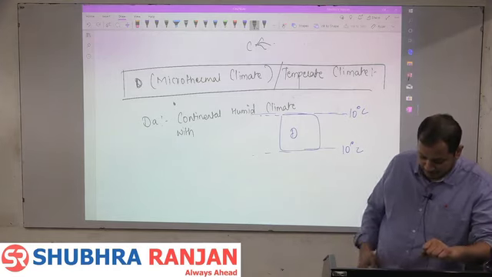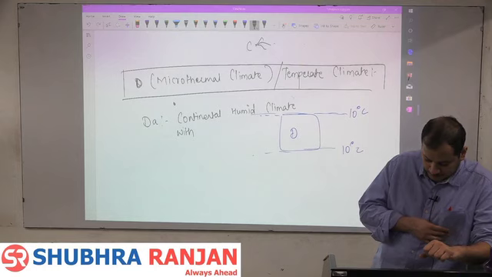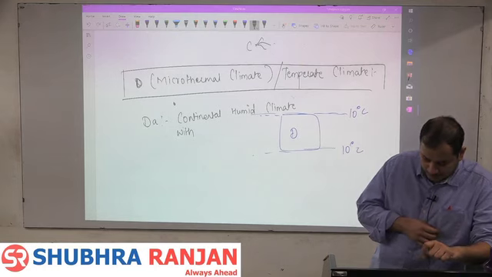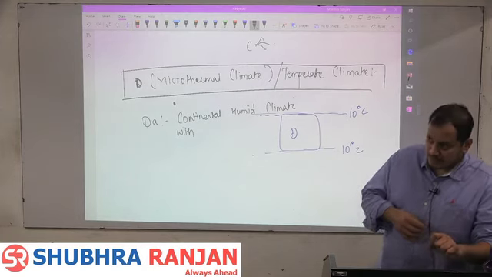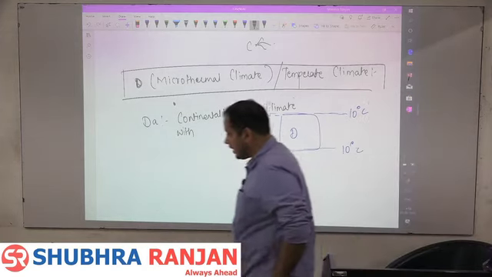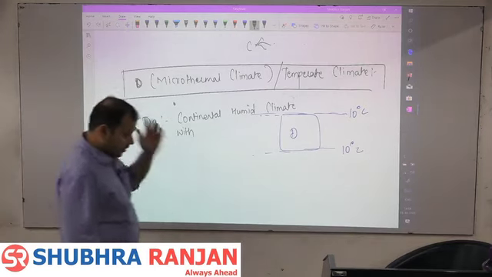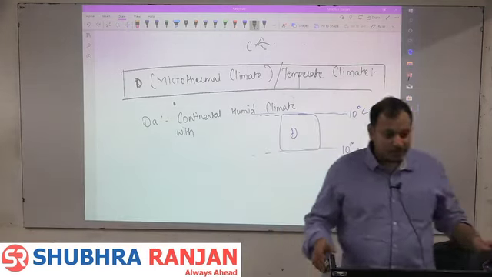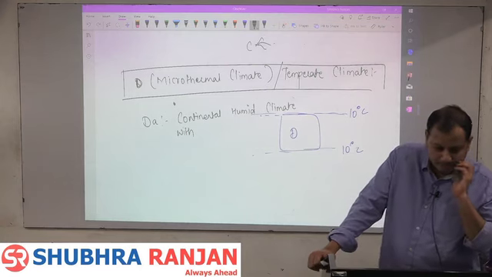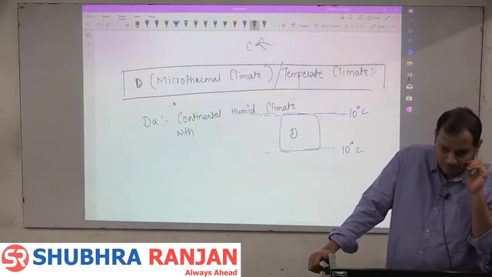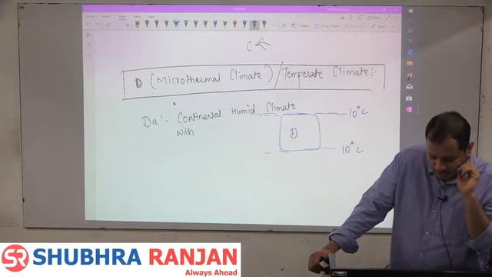DB climate, where the temperature of the warmest month is below 22 degrees Celsius. Earlier it was about 25, now it is below 22 degrees Celsius.